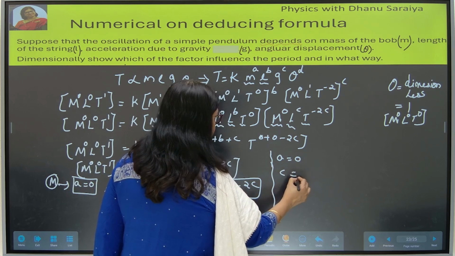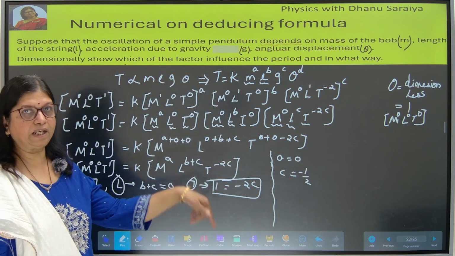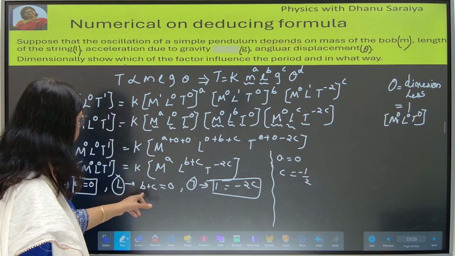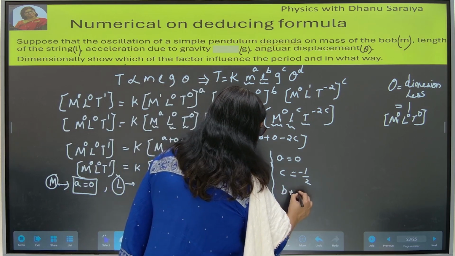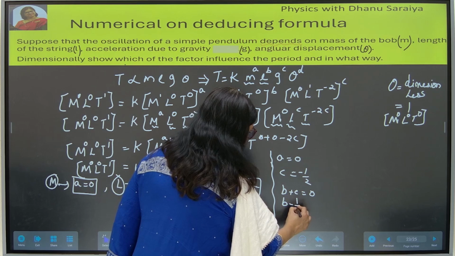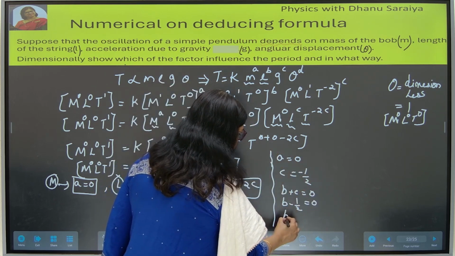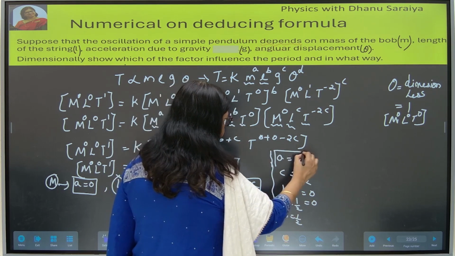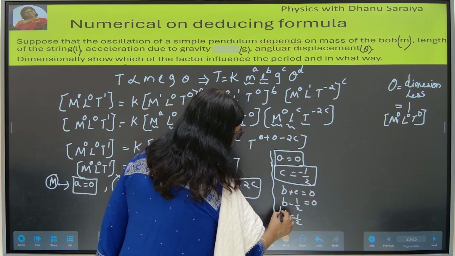C is equal to negative half. From here I get 2 I take down, minus I take down or up, whatever. C is equal to minus half. Now that I substitute here. So B plus C is equal to 0. B minus half is equal to 0, where I substituted C is equal to minus half. So B is equal to half. So I am ready with A, C and B.